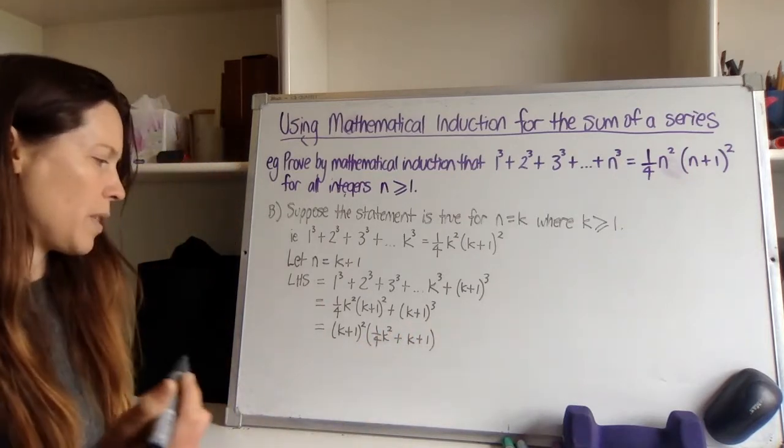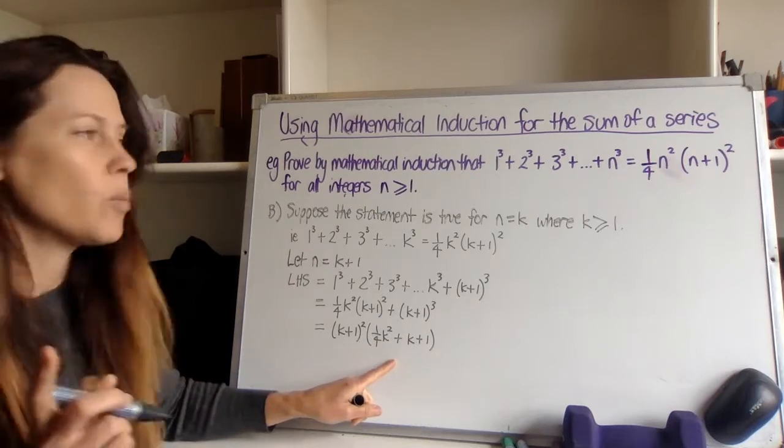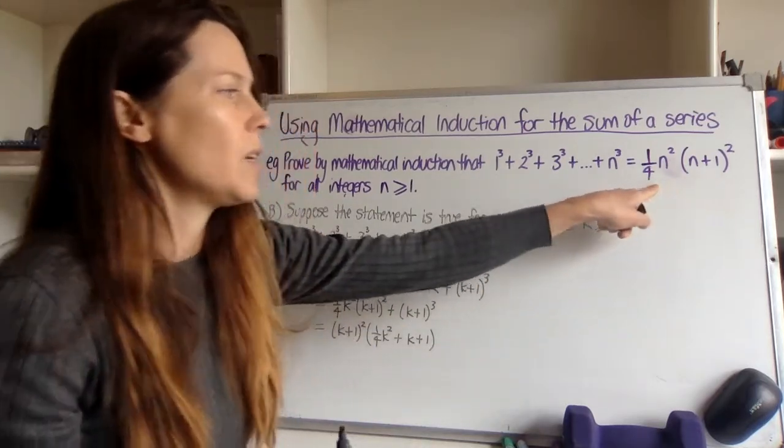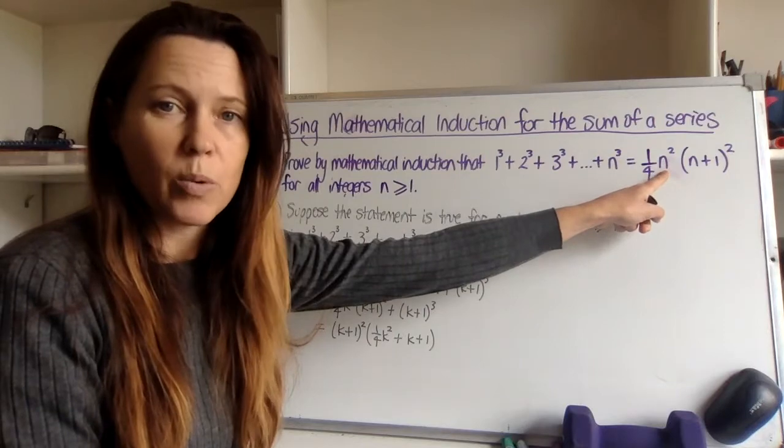All right, what can we do with this now? Have a look at our finish line. We want it to look something like this, but where we have a k plus 1 squared out the front.